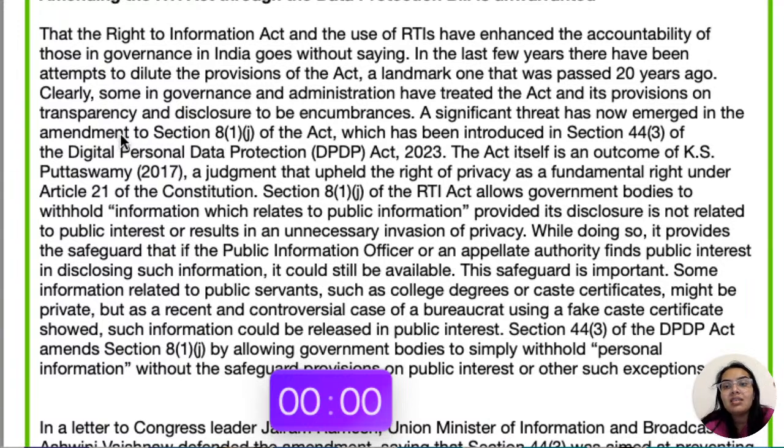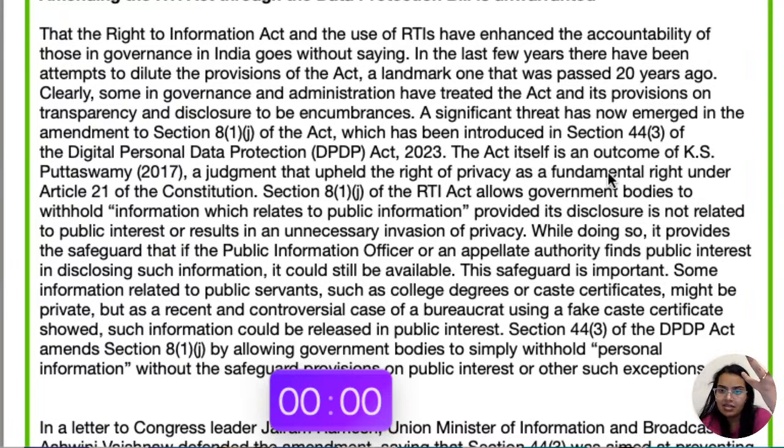तो अभी recent वाली चीज क्या है? ये तो पिछली बात हो गई, history की बात हो गई. But a significant threat now is the amendment which has been introduced in section 44, 3 subsection of the Digital Personal Data Protection Act. The act itself is an outcome of a judgment that upheld the right of privacy as a fundamental right.